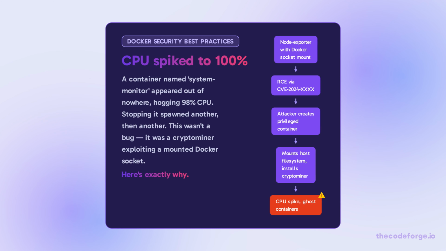Overnight, your host CPU hits 100%. You find a container called System Monitor eating 98% CPU. You kill it, and a new one appears. Kill that, another pops up. This isn't a Docker bug. It's an attacker who exploited a mounted Docker socket to run a Cryptominer.